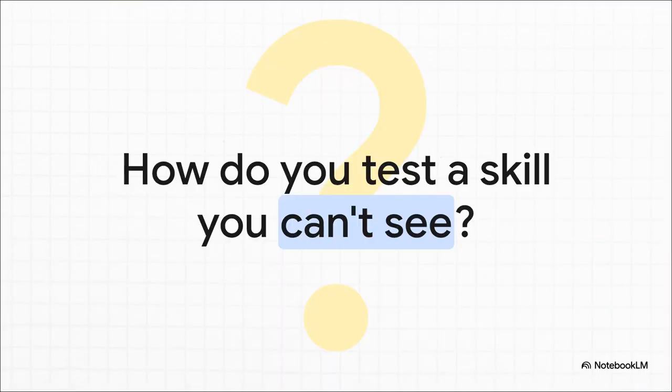And that's the central problem, isn't it? These skills, these abilities, they're often invisible. You can't just ask a multiple choice question to figure out if someone can deliver a powerful speech, or paint a moving portrait, or design a brilliant experiment. So the question becomes, how do we make those invisible skills visible?